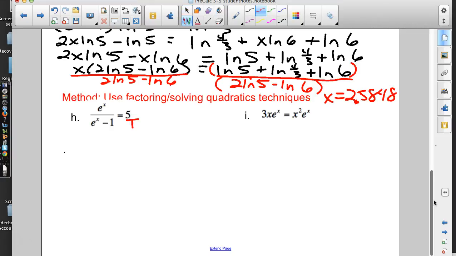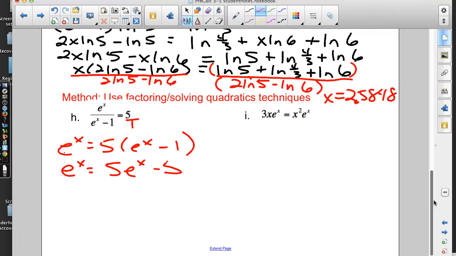think proportion. Cross multiply. Just gonna skip a step. I'm not skipping anything. Need to distribute the 5. Use factoring, solving quadratics techniques. Well, then that would mean we're going to need a 0 on one side, because when we factor and find the zeros, that's what we're doing.